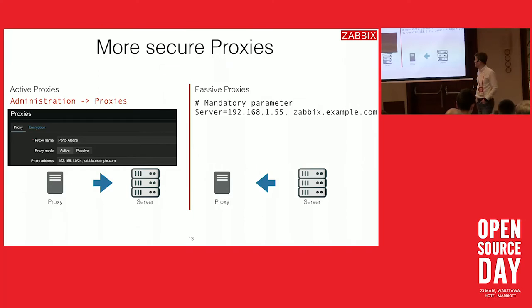We also improved security a little bit. Actually, for active proxies, you may put a list of proxy addresses. So this is an active proxy, and this is a passive proxy. For a passive proxy, you have to specify, and this is mandatory now, the IP address or a network mask of the Zabbix server. Connections from other IP addresses will not be accepted. And for active proxies, you also specify the proxy address. If some other device sends traffic on behalf of this proxy, this traffic won't be accepted. It will be rejected by default.